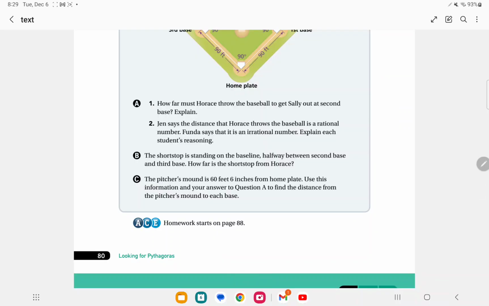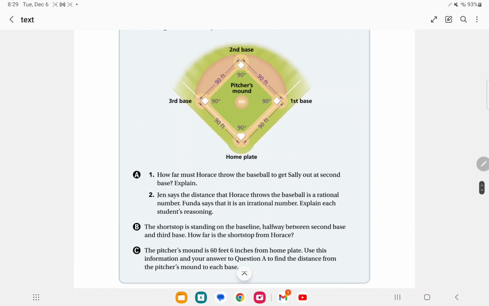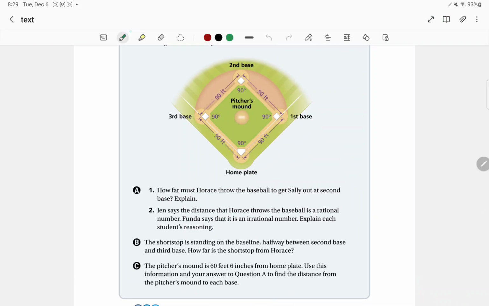Part B says the shortstop is standing on the baseline halfway between second base and third base. So the shortstop is standing right here. We'll put an X where that shortstop is. It's exactly halfway between second and third. How far is the shortstop from Horace? So remember, Horace is at home plate. So we want to know the distance from there to there. And now we have another right triangle, a bit different than the one we've been working on. But go ahead and find that distance and then come back to the video to see how you did.